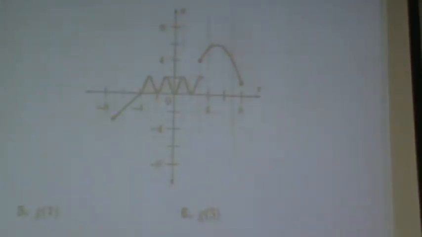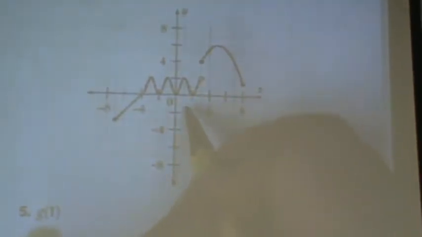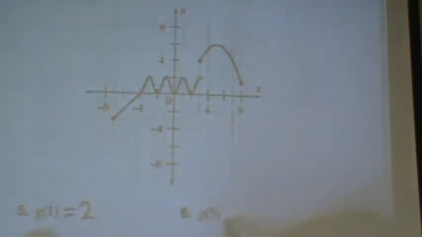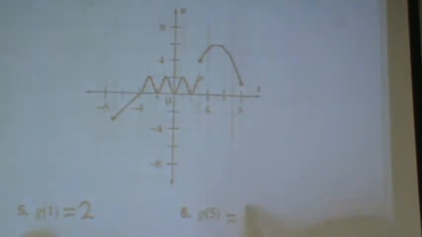The next 4 pertain to this graph. G of 1. So find 1 on your x-axis, and it goes up to 2. G of 5. Here's 5, and it looks like it goes up to 6.